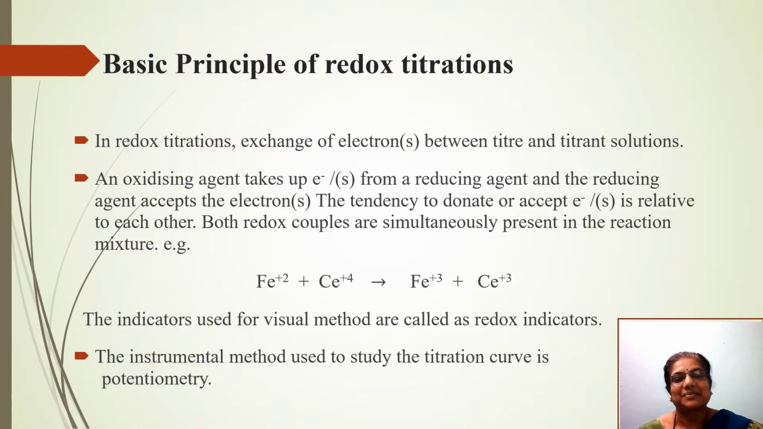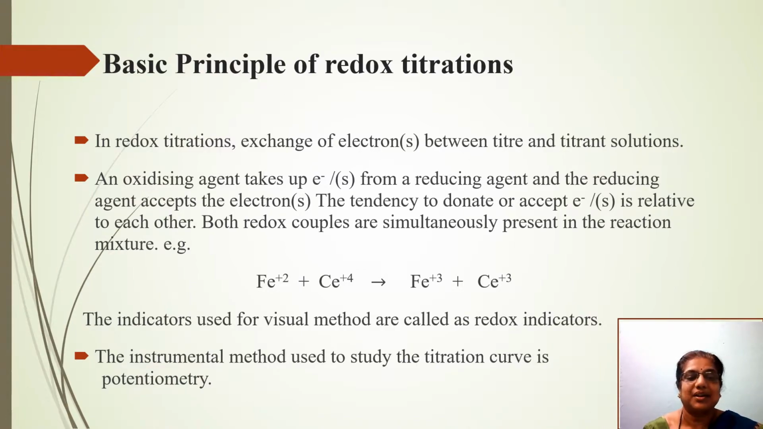Basic principle. As we all know, in redox titrations or in any redox reaction, electrons are given and taken. Here the titer solution and titrant solution give and take the electrons. An oxidizing agent takes up electrons from a reducing agent and vice versa. The tendency to donate or accept the electrons is relative in every case. It is different in different reactions.